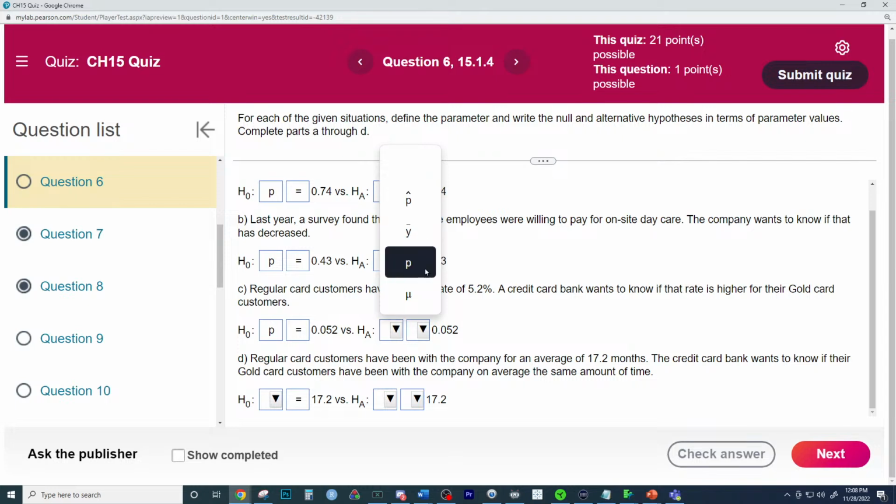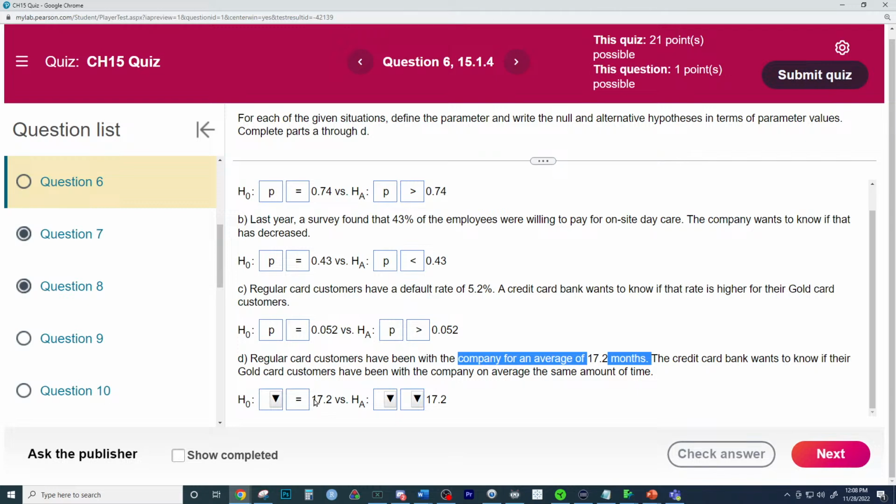So that is going to be categorical again, and they want to know if it's higher. So we got that. Regular card customers have been with the company for an average of 17.2 months. The credit card bank wants to know if their gold card customers have been with the company on average the same amount. Okay, so now we're saying how long have you been with the company? So how long you've been with the company, is that cat or quant?